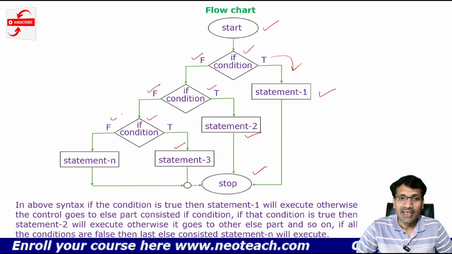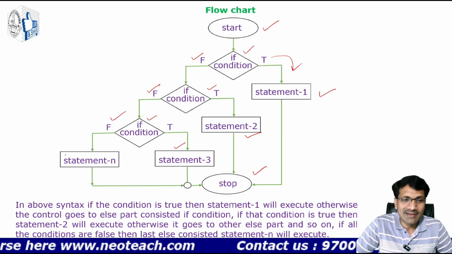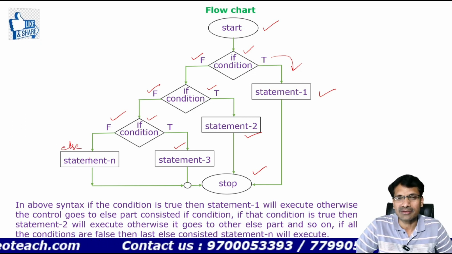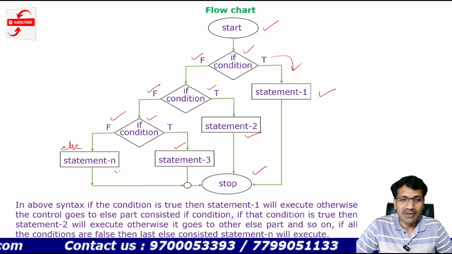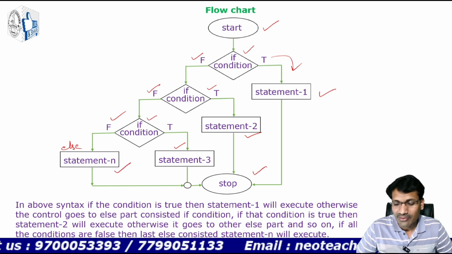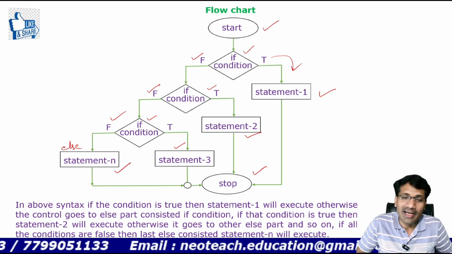If all the conditions are false, then the last else part is going to execute. This is the last else part, and the statement in the last else part is going to execute. So this is the flow of execution in the case of nested or ladder if else.